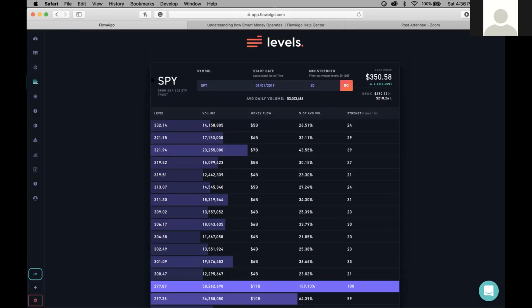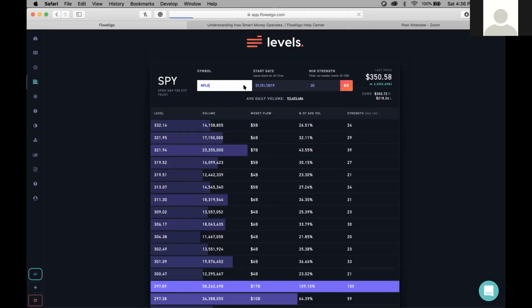So just looking at this, you could assume if we were ever to test SPY 297 again, we would probably bounce off of it. And if we test SPY 321, we'd probably bounce off of it. So you'd probably bounce off of any of these levels, which are basically just support and resistance levels, where you can physically see how much money is traded at each of these levels. You can do this for any ticker as well.